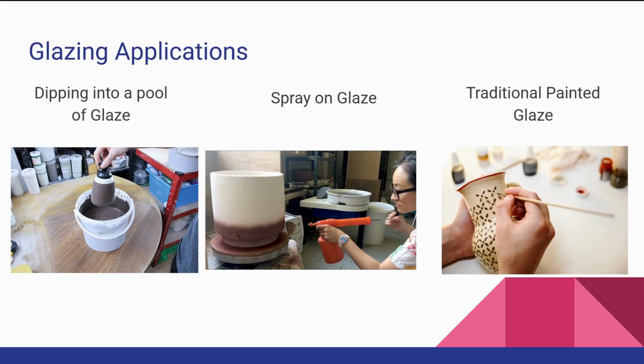The glazing applications. Dipping into a pool of glaze. This is an easy option for mass-produced porcelain items like mugs and cups, as well as some plates. Spray-on glaze is another easy application for larger items like these big pots. And then traditional painted glaze is hand done by brushes for a more traditional look.